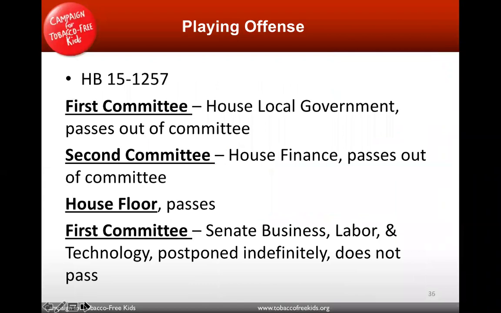So here you see the trajectory of that bill. In 2015, our preemptive work passed out of its first and second committee in the House. It passed the House floor, was assigned to its committee of origin in the Senate, where it then died. We were very disappointed. We had thought we had enough momentum to get that over the finish line, but that 1-seat Senate majority on the Republican side really wasn't a benefit to us. So we were disappointed, but we were not defeated.